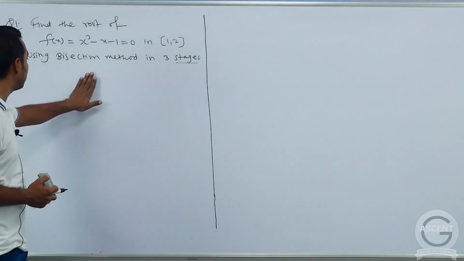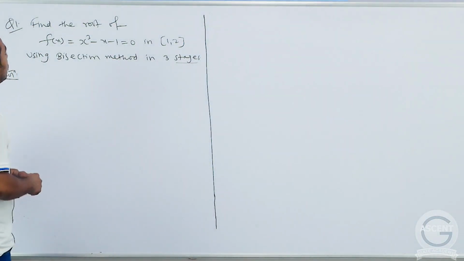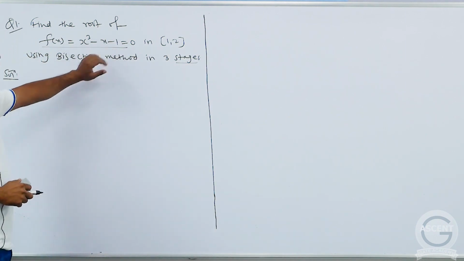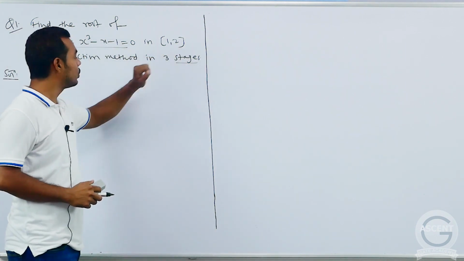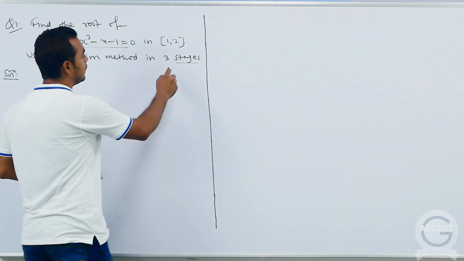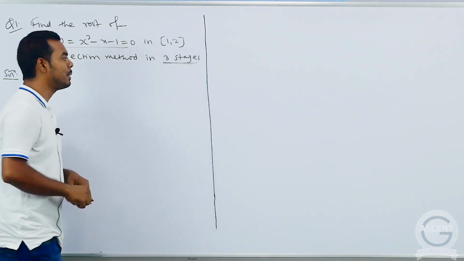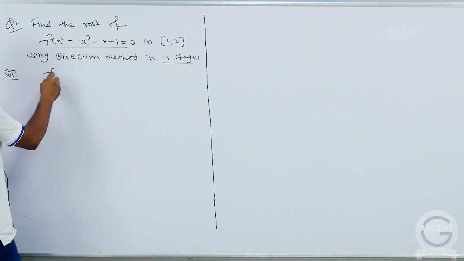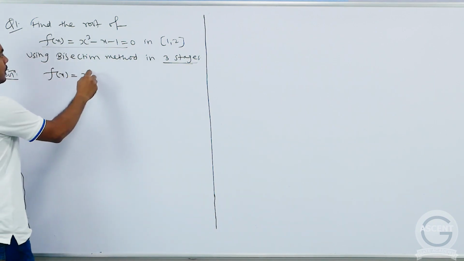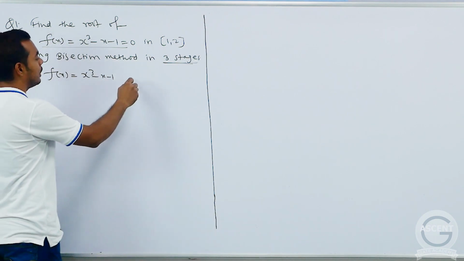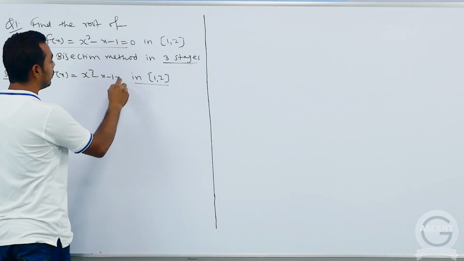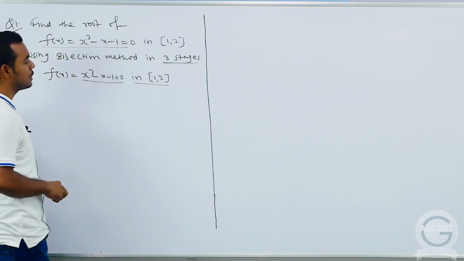Okay, so our first problem on the bisection method is: find the root of the equation f(x) equals x cube minus x minus 1 equals 0 in the interval 1 to 2 using the bisection method in 3 stages. In 3 stages simply means we have to find the value of x3. So here the f(x) that is given to us is x cube minus x minus 1, and the given interval is 1 to 2. We have to find the root of the equation f(x) equals 0 in this interval.